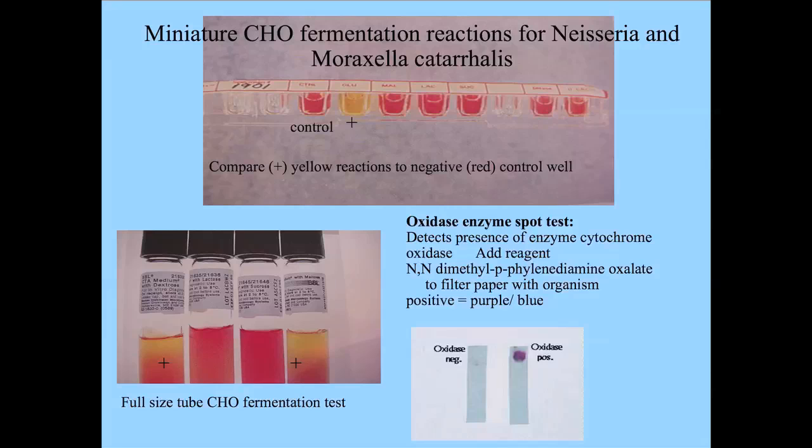So on this test strip, you would see that the control is of red color and that the glucose is a positive yellow color. You compare it to the control, it is more yellow, and so this one would be determined to be glucose positive, therefore Neisseria gonorrhoeae. Please notice that you can also do this test on full-size tubes, and it will turn slightly yellow at the top of the tube. The other thing that's important about these Neisseria and Moraxellas is the oxidase enzyme spot test. These organisms are all oxidase positive and will form a bluish color when exposed to the cytochrome oxidase reagent.